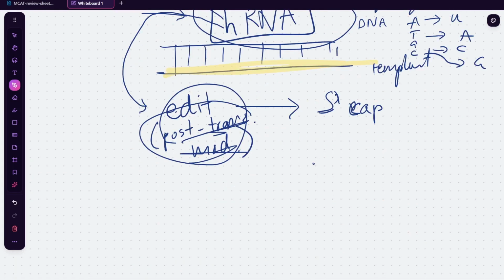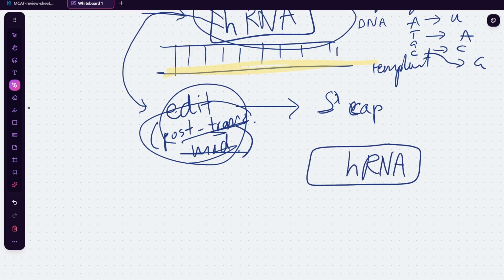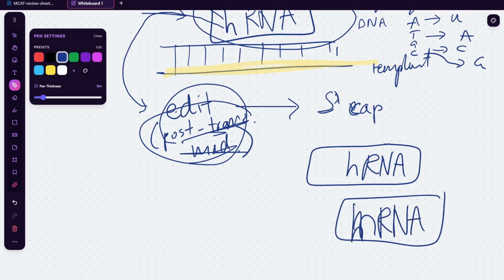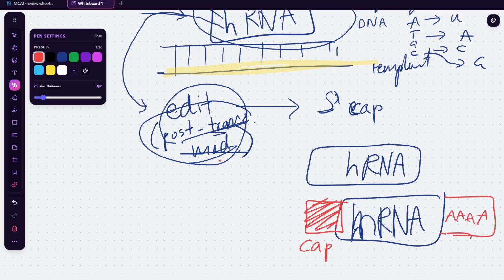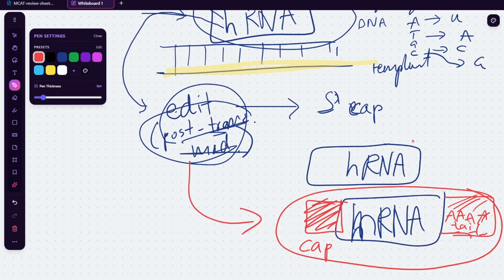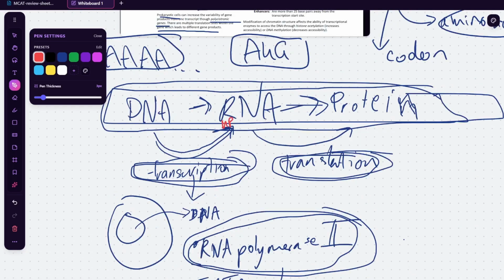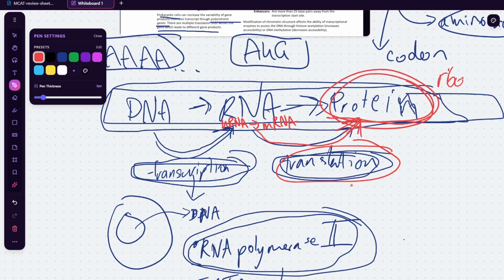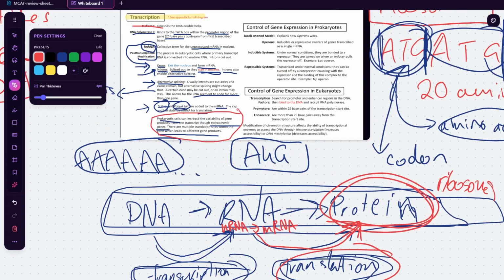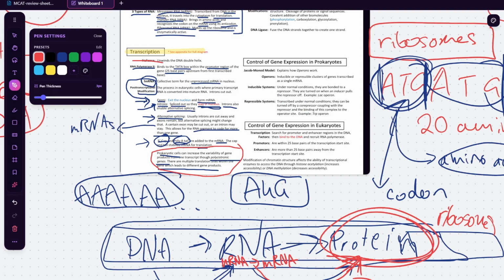So just imagine the hnRNA, and then I add the post-transcriptional modifications. I'm going to add the cap, and then I'm going to add the A tail, and that one is right here. And that's after I have these post-transcriptional modifications done. And now that I have hnRNA turned into mRNA, I can then send that out for the process of translation to then make proteins. And who's making the proteins again? The ribosomes. Yeah.